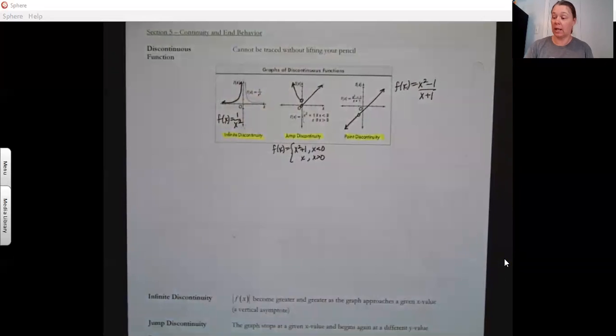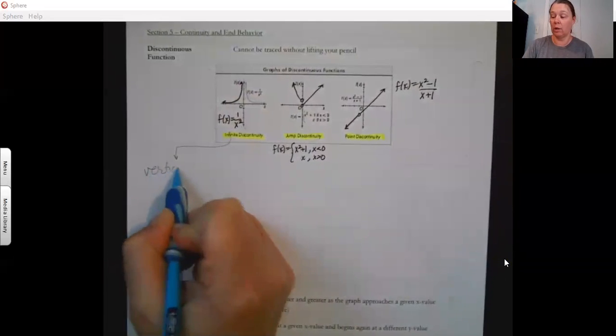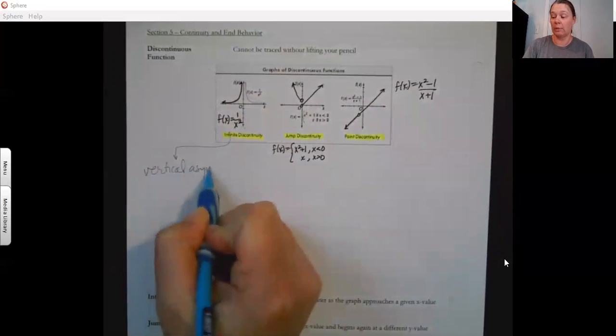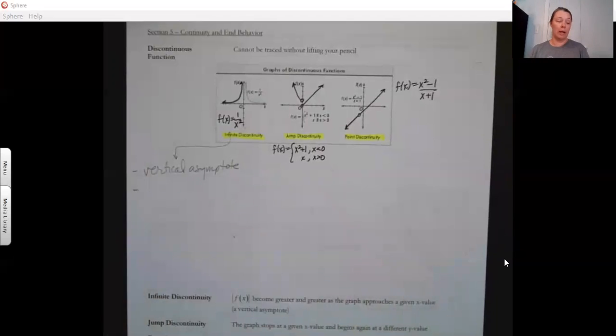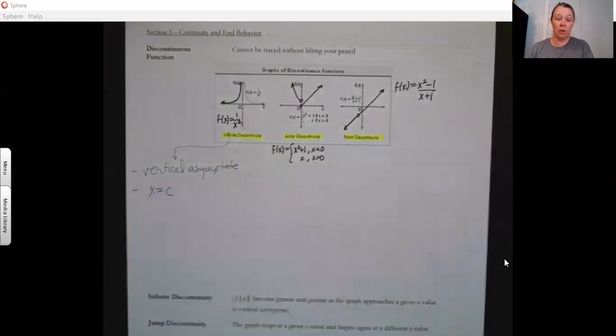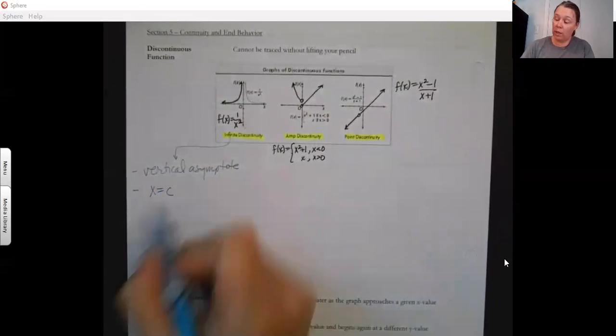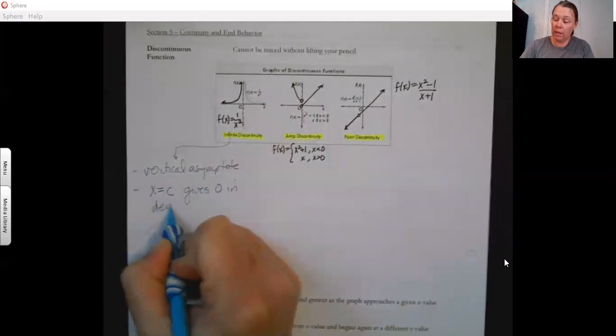In an infinite discontinuity, it always shows up in the graph as a vertical asymptote. And the place where we have that vertical asymptote is going to always happen at the value that makes the denominator 0. So at the value where the denominator is 0, so at x equals c, it's going to give 0 in the denominator.